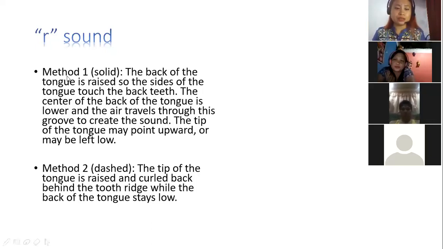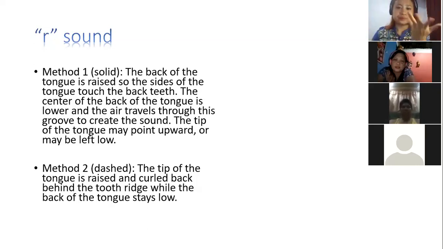Okay, Sheena, please read the first method. Method 1. The back of the tongue is raised so the sides of the tongue touch the back teeth. The center of the back of the tongue is lower and the air travels through these grooves to create the sound. The tip of the tongue may point upward or may be left closed.